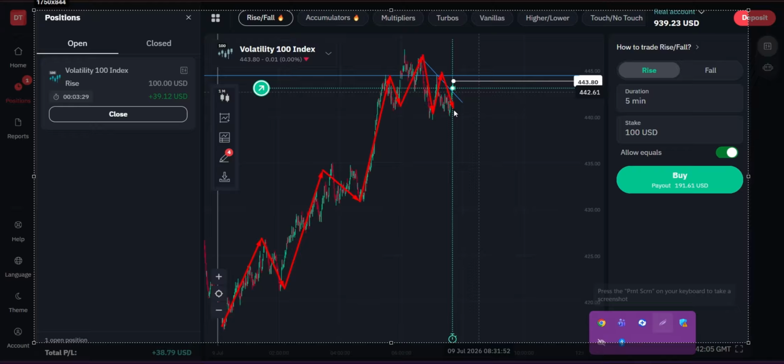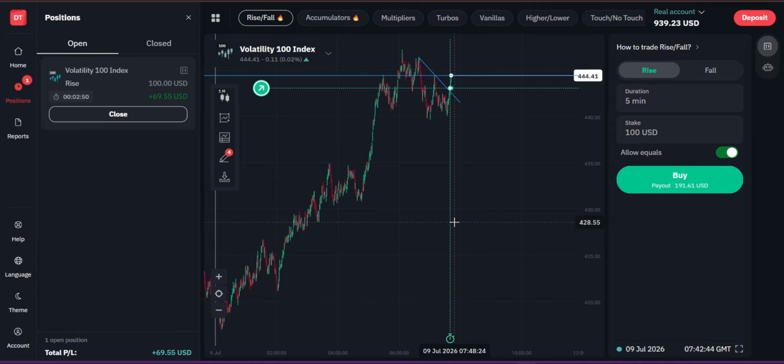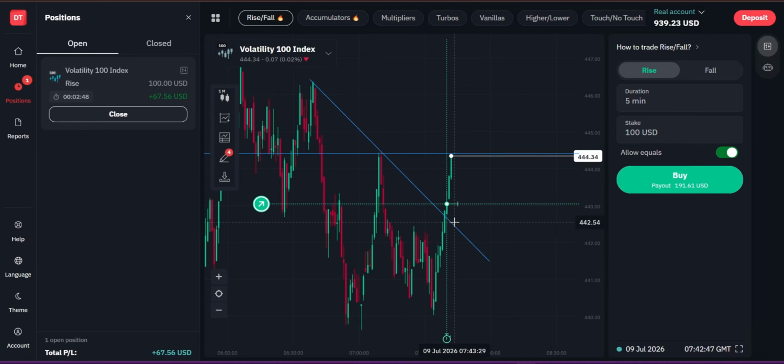So this was the structure, right? So now I'm expecting that market again going to break this structure and it will try to go more up. So this way I place this trade. And yeah, you will get some losses as well. It's not like you will get 100% accuracy, but if you have knowledge, then you can easily make money in this market.